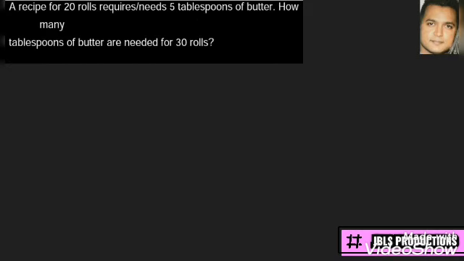A recipe for 20 rolls needs 5 tablespoons of butter. How many tablespoons of butter are needed for 30 rolls? Now in this question we see that there is a comparison where the rolls are being compared to the amount of tablespoons that we are using. So we can clearly see that this is a ratio question. So we write down the two aspects they're speaking of in the ratio. So it's tablespoons and it's rolls.